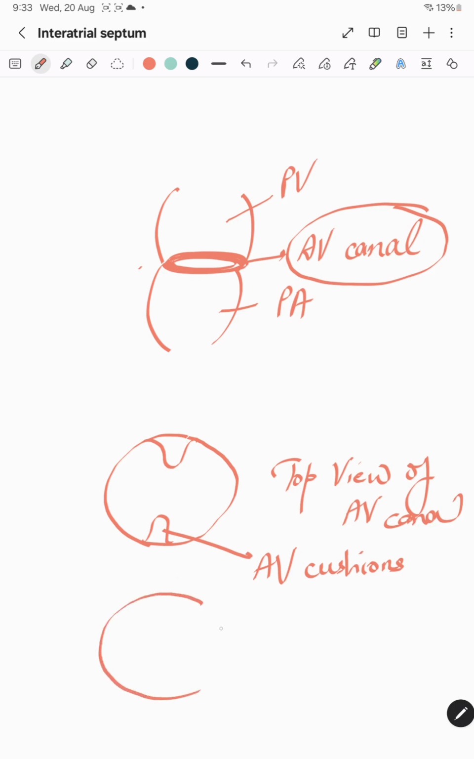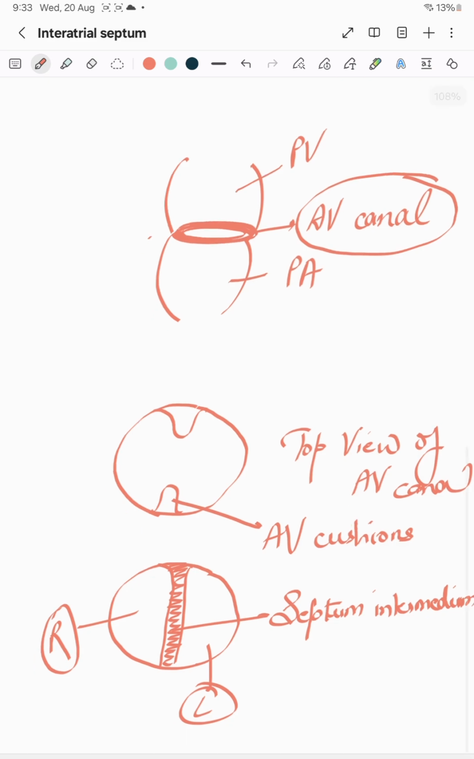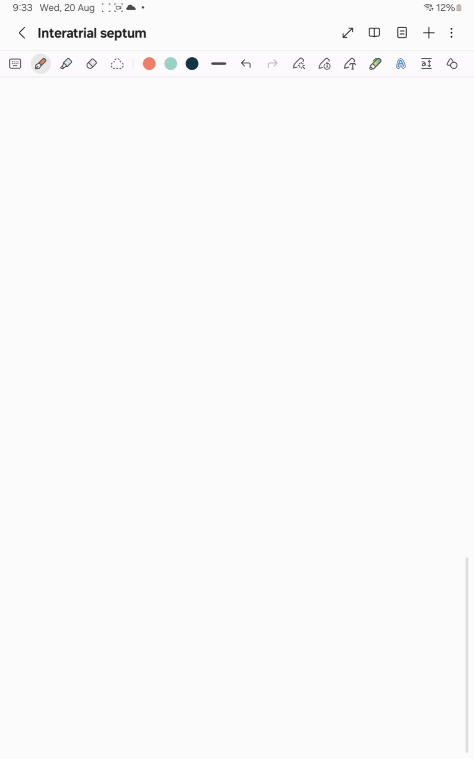Then these cushions will form a complete septum. This septum will be known as septum intermedium. Okay, this septum intermedium, this is left, this is right. So here the tricuspid valve and the bicuspid valve will fit. So this septum intermedium is very important to understand the development of interatrial septum.